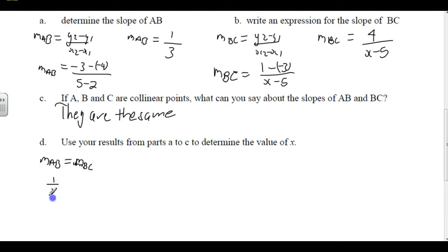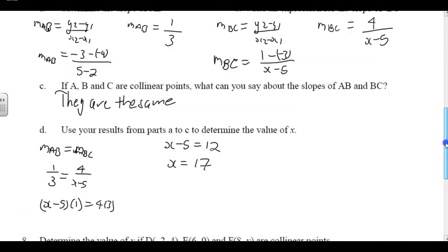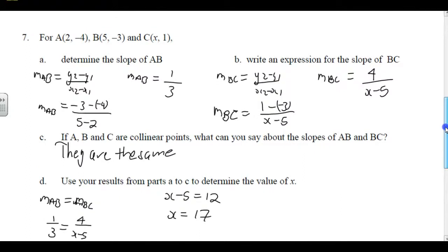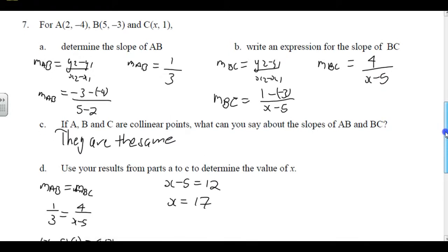The slope of AB is 1/3. The slope of BC is 4 over x minus 5. We can cross multiply these, getting x minus 5 times 1 is 4 times 3, or x minus 5 is equal to 12, so x is equal to 17. So if x is 17, then these points are going to lie in a straight line. Okay, and you could verify this if you wanted to graph these out, and you would find out that that would be true. It seems that that's a long ways away, but that's the way it works.